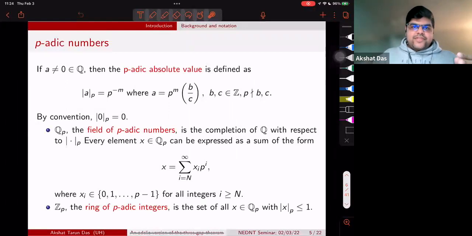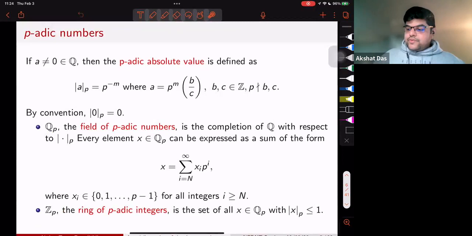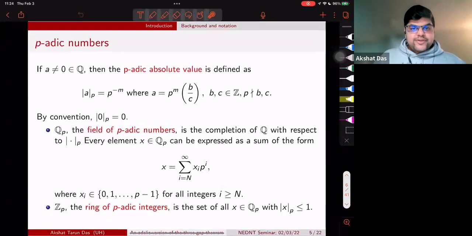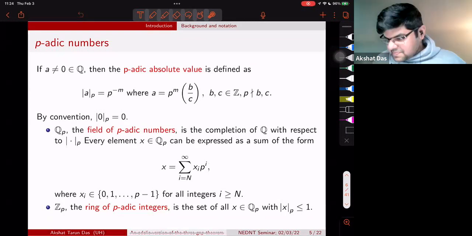Then, as the reals are the completion of the rationals under the Archimedean absolute value, the completion of Q under this p-adic absolute value gives us the field of p-adic numbers, which is denoted by Q_p. Another way of looking at the p-adic numbers is as a formal Laurent series, where all the x_i's are from 0 to p minus 1. Now, if we consider the p-adic numbers whose p-adic absolute value is less than or equal to 1, that gives us the ring of p-adic integers, which is denoted by Z_p.